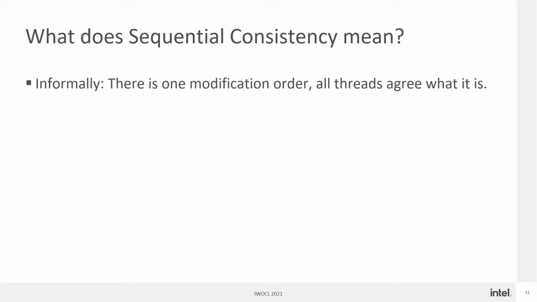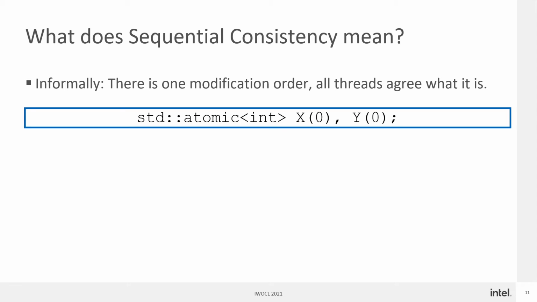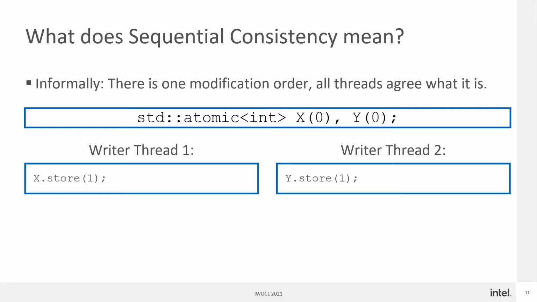So what does sequential consistency mean? Well, informally, it means that there is one modification order and all threads agree what it is. So let's look at an example. In this example, we'll have two atomic variables, x and y, and we'll initialize them to 0 like usual. We'll have two writer threads. The first writer thread is going to store the value of 1 to x, and the second writer thread is going to store the value of 2 to y. Now these threads could execute in either order, which means that the store to x may occur first, or the store to y may occur first, and we don't know which one's going to occur, but we do know that because these are sequentially consistent stores, all threads are going to agree what the order is.